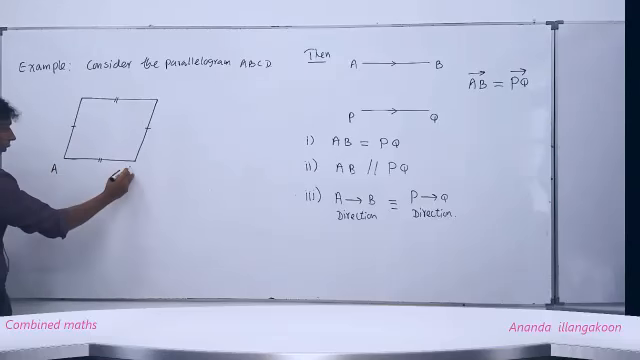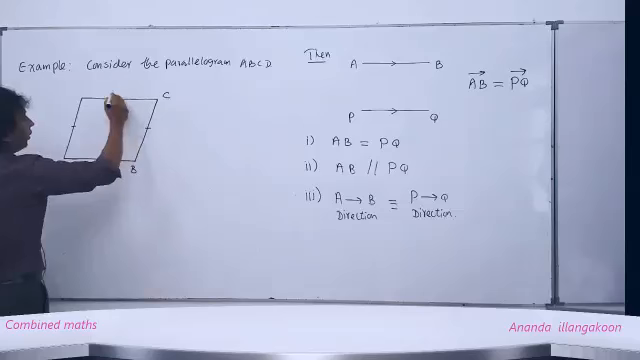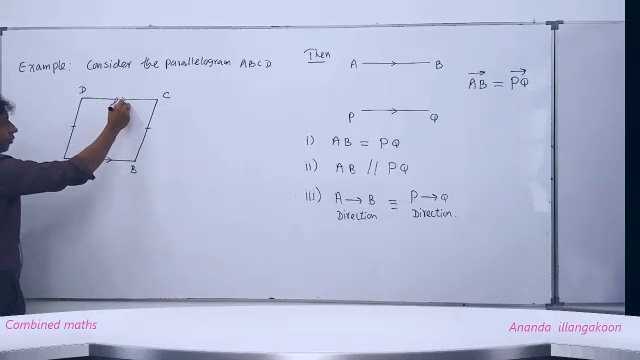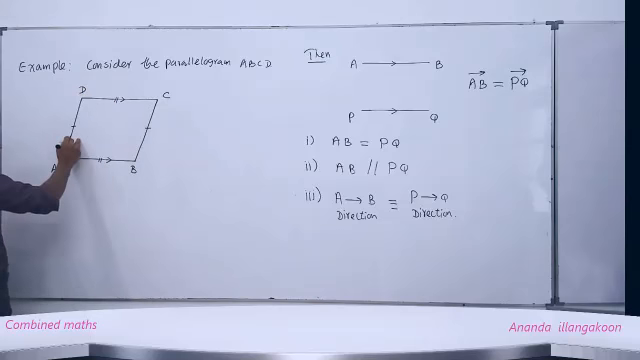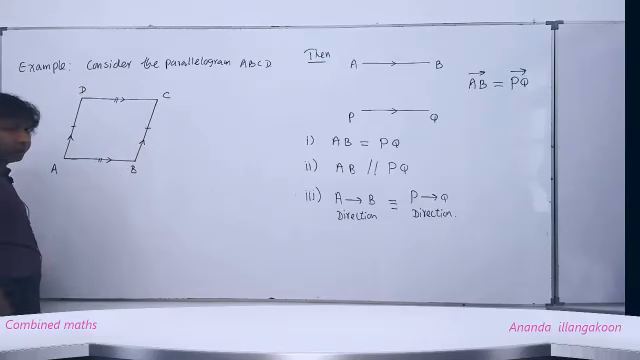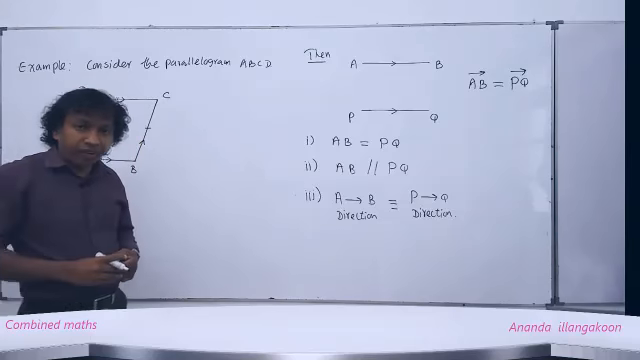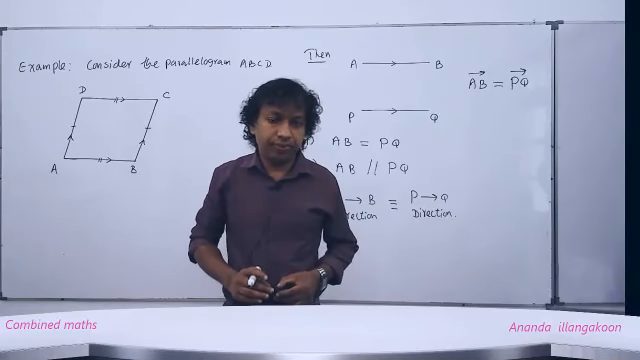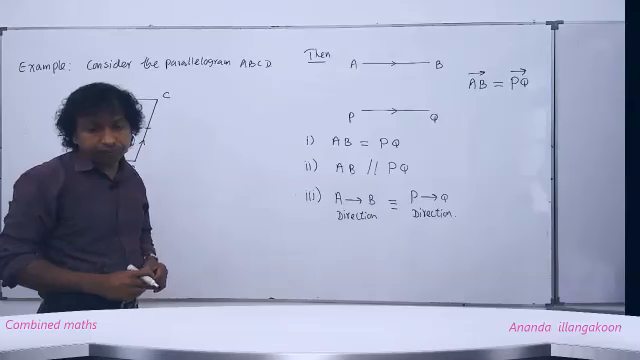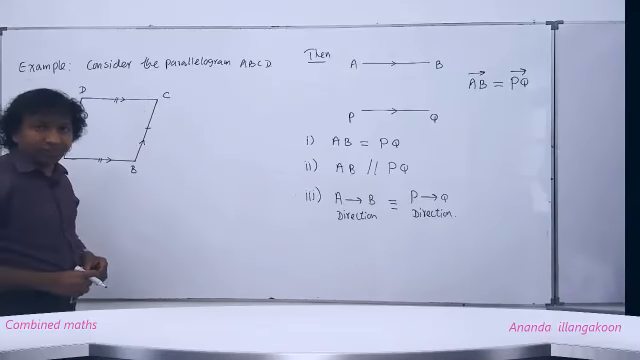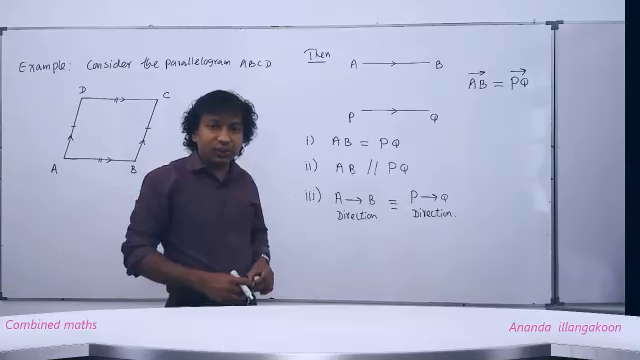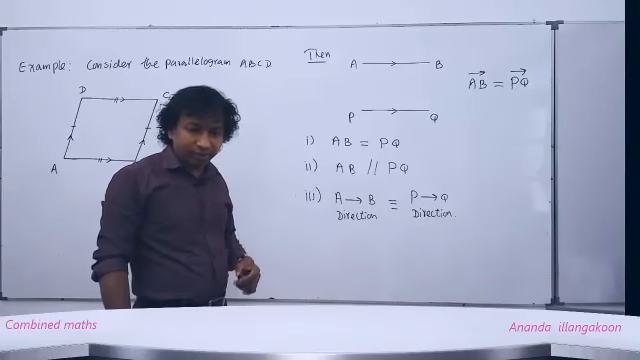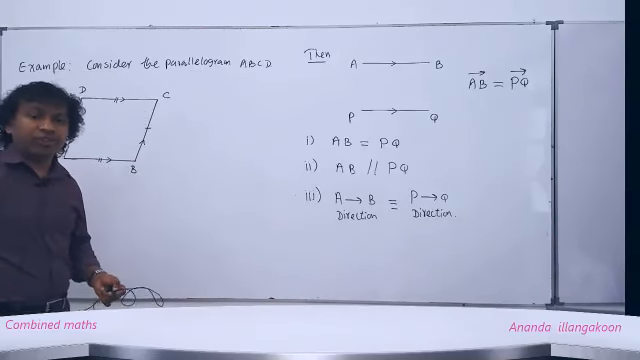Suppose this is A, B, C, D. This AB is parallel to this and equal. This AD is parallel to BC and equal. Then, people, here we can find two equal sets of vectors. There are some more important properties. Opposite angles are equal, diagonals bisect each other, and many more, but I'm speaking only about the important properties here.